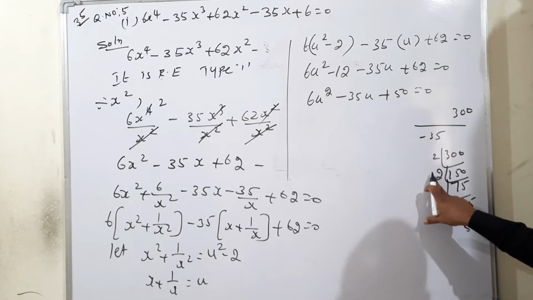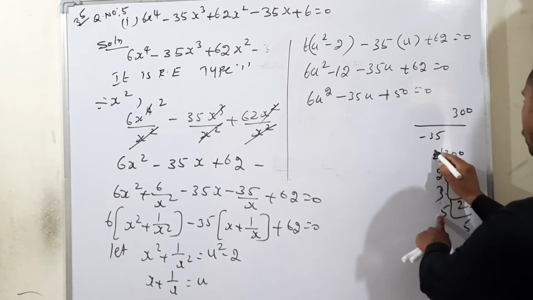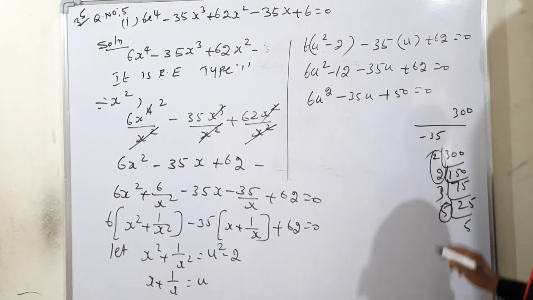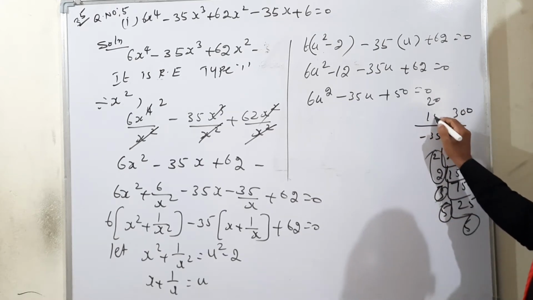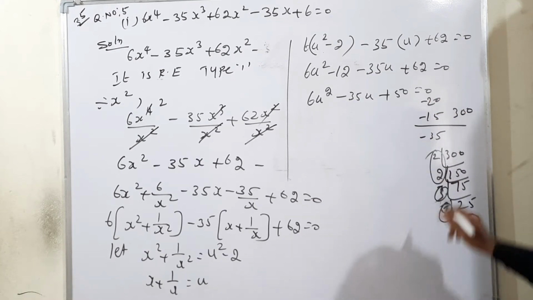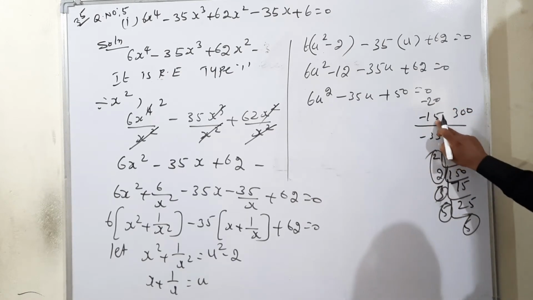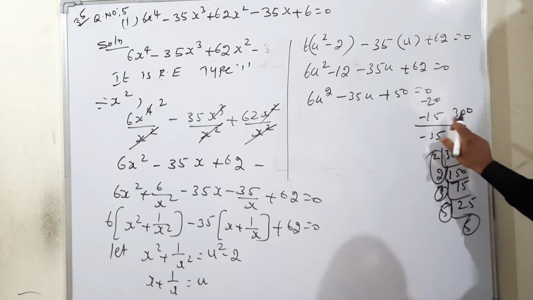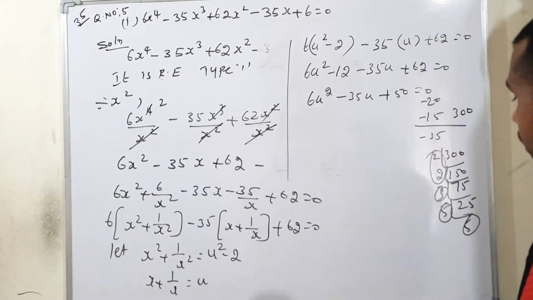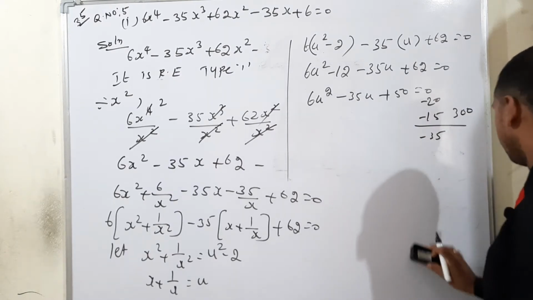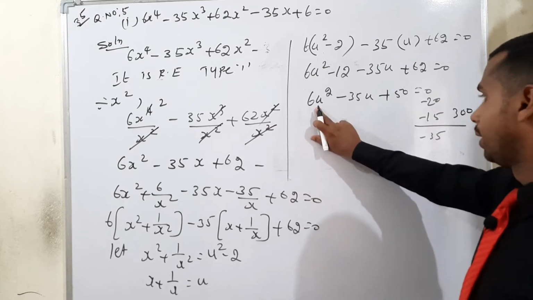2 2s are 4, 4 5s are 20. Again 3 into 5 means 15. Look at there, 20 and 15, but minus 20 and minus 15. If you multiply minus 20 into minus 15 it means positive 300, and then minus 20 minus 15 added means minus 35 will come, isn't it? Therefore, but we have the leading coefficient more than 1.